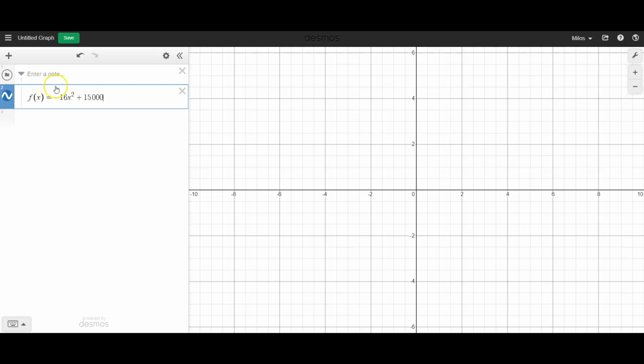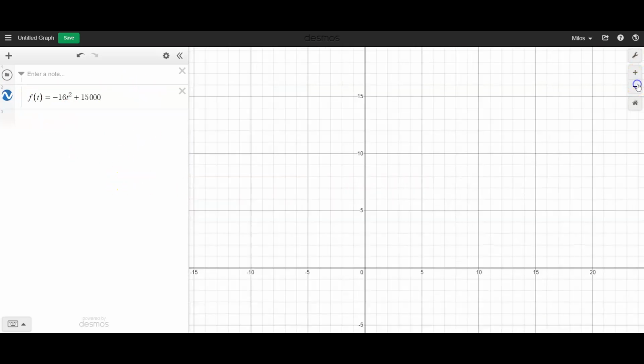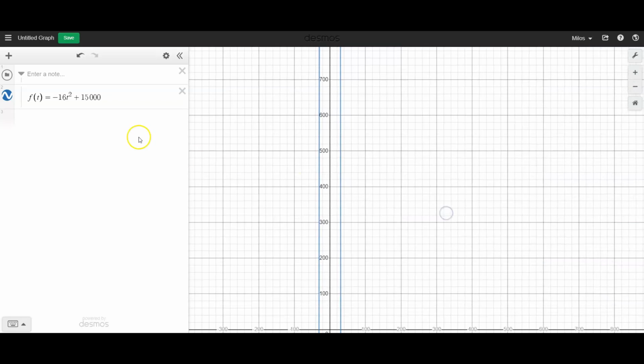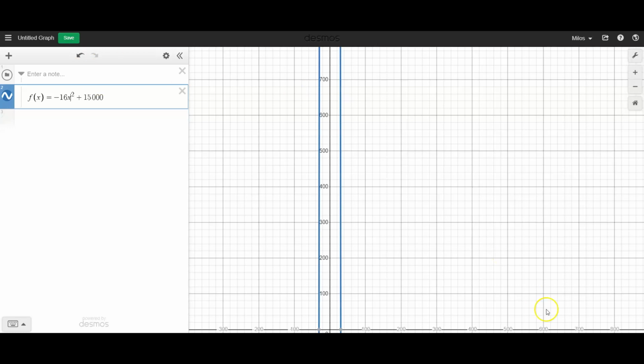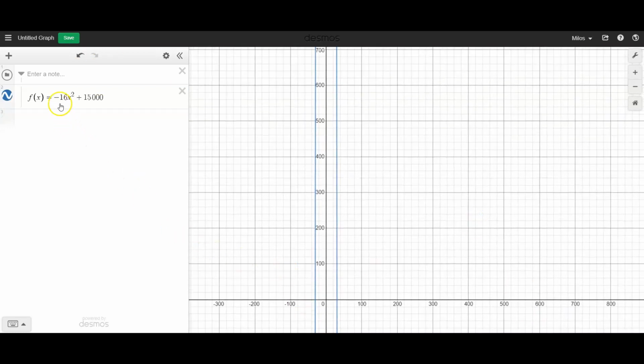You're wondering, why am I not using t? Well, if I try to use t, you're going to see a little caution sign over here, and it asks us to add a slider. So x and y are your safe variables. And you can see there's the function. When x is 0, the skydiver is at 15,000 feet. And clearly, the skydiver is not going to be falling for more than 30 seconds. And that's free fall. So lots of things are going on in this model.